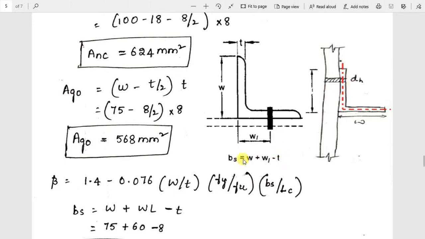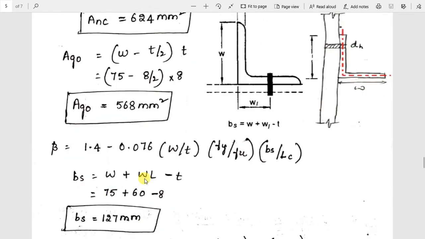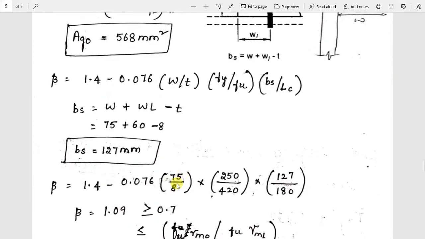So BS is W, that is 75. WL is 60. We have obtained from page 168 of SP 61 part 1964. Minus thickness of angle leg is 8. So we'll get BS. So substitute all this, you'll be getting the beta.